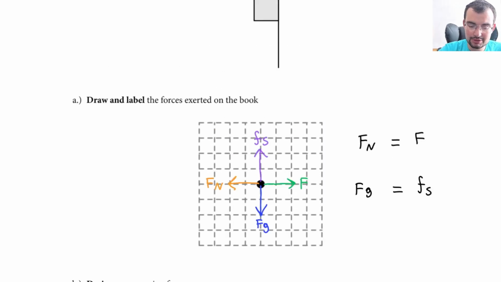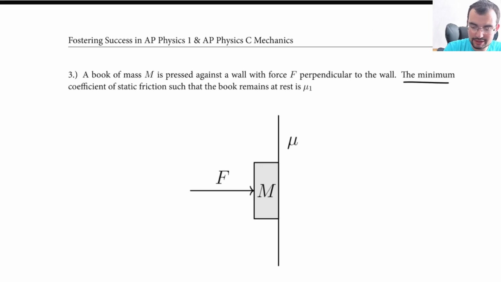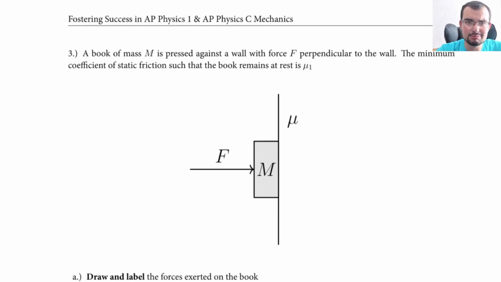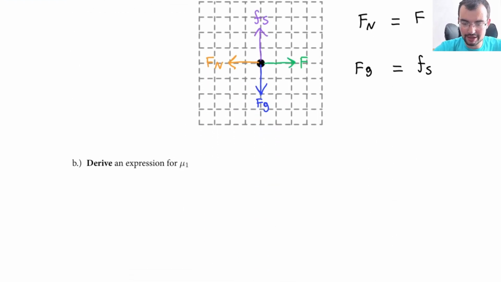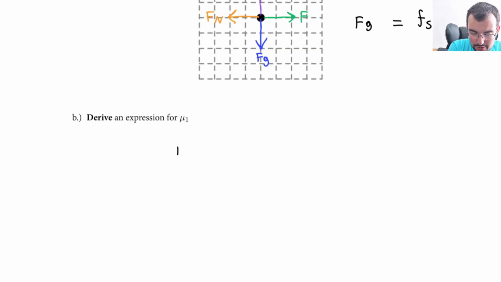So derive an expression for mu1. We are interested in the minimum coefficient of static friction. Anytime you're looking at these boundary points for friction, we are looking at the max value. So we know that the gravitational force is going to be equal to the maximum possible value that static friction can supply, or else the book would begin to slip. The mass is m, so mg.